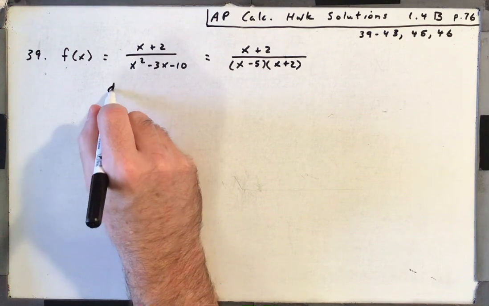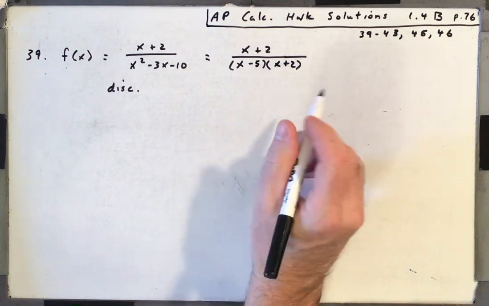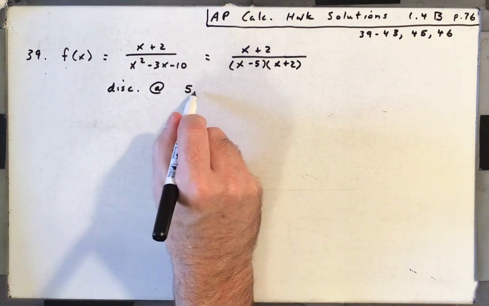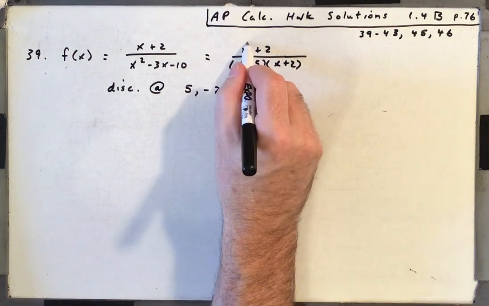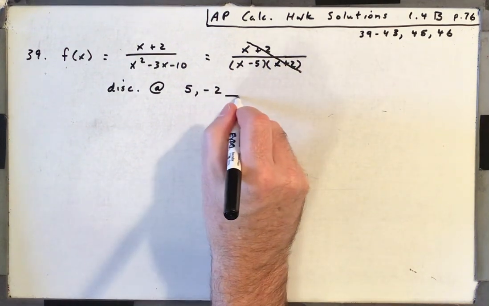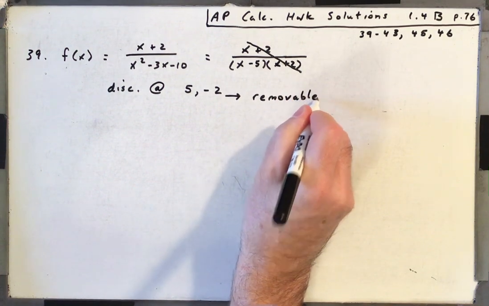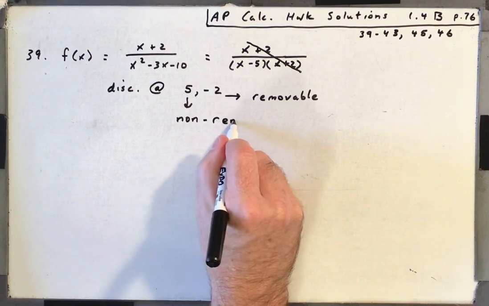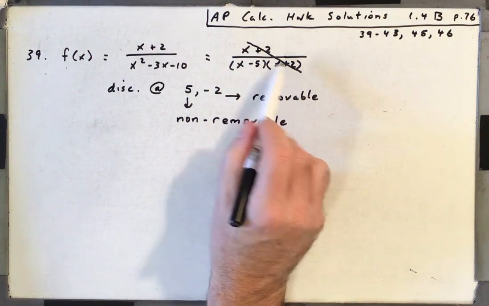So our discontinuities occur at the two x values that make the denominator 0. So that would be at 5 and negative 2. All right, but we can cross out x plus 2. So negative 2 is removable, and 5 is non-removable. So think of the act of crossing it out as removing it.